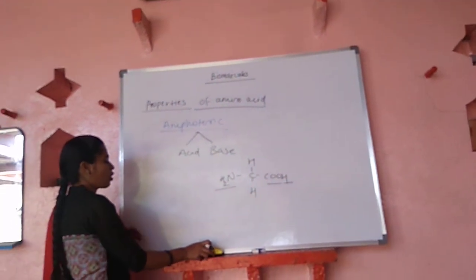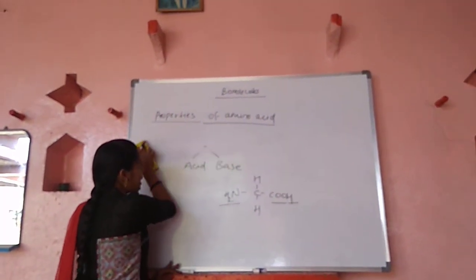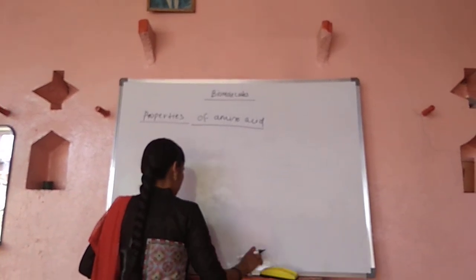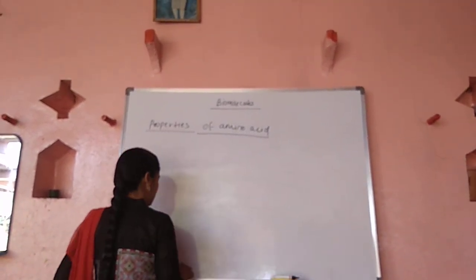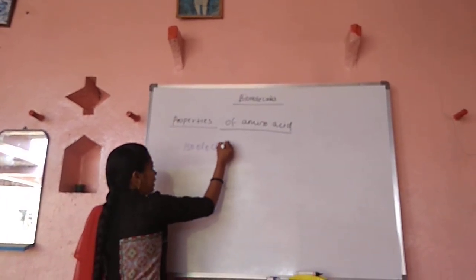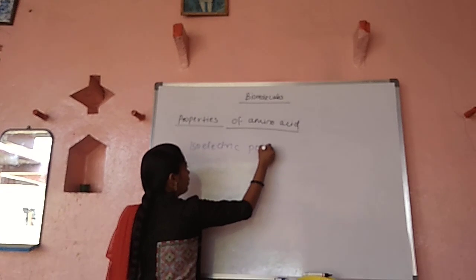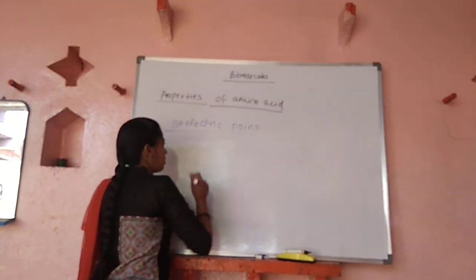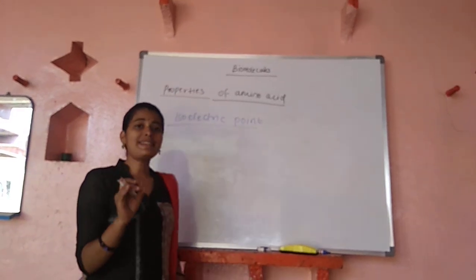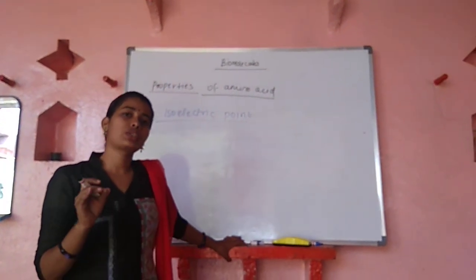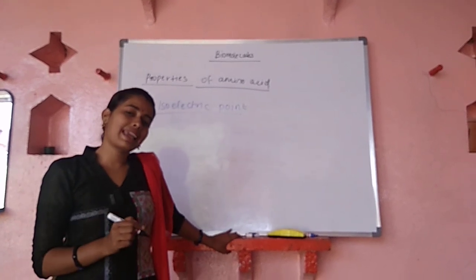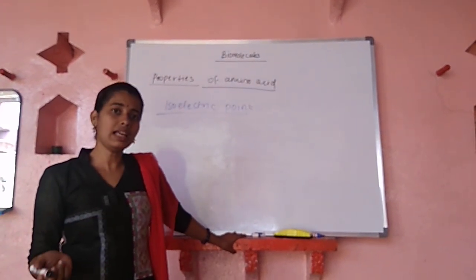Come to the second property, that is isoelectric point. So what is meant by isoelectric point? The point at which the pH of the amino acid solution neither moves towards the cathode nor towards the anode.